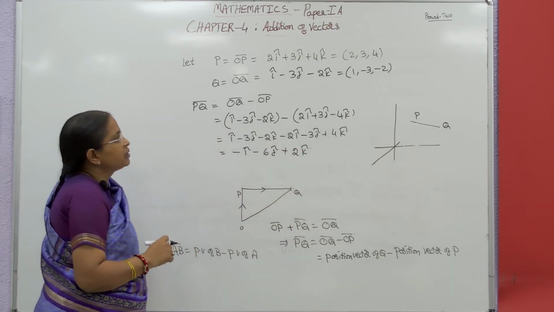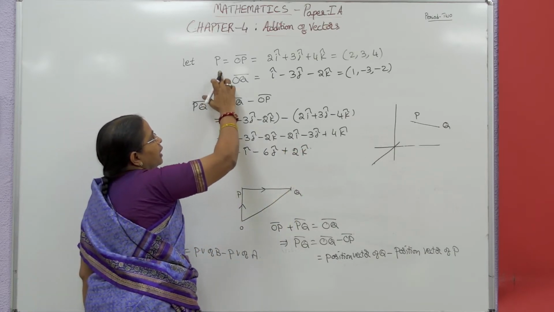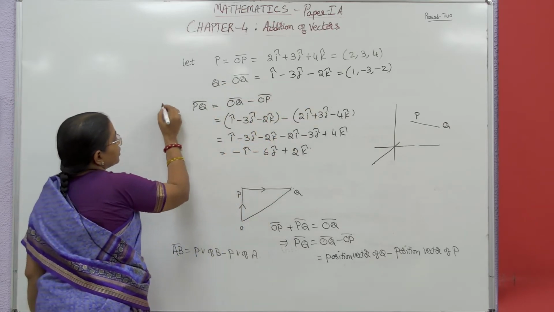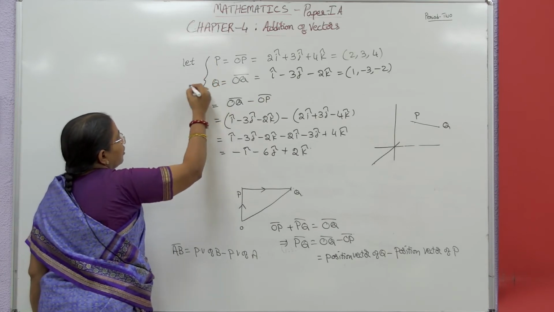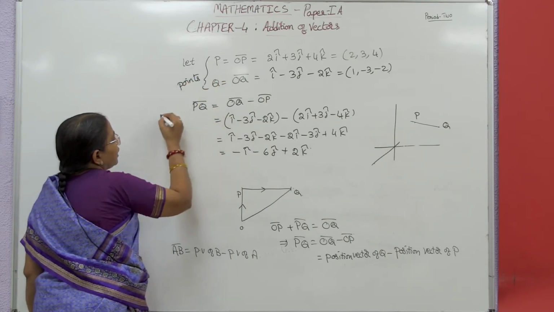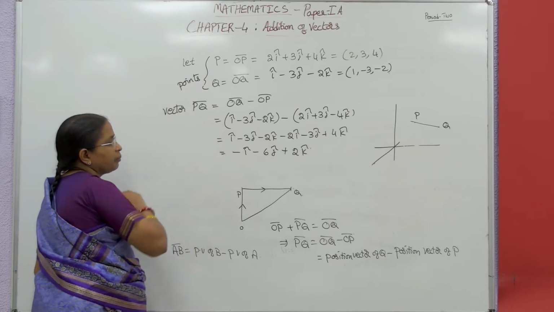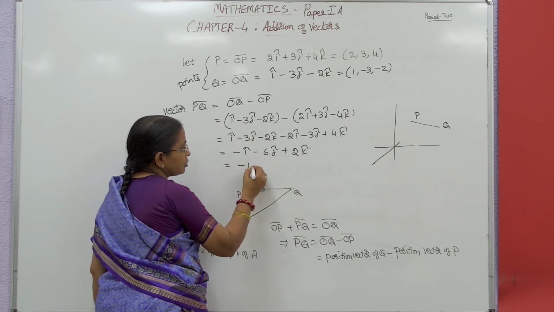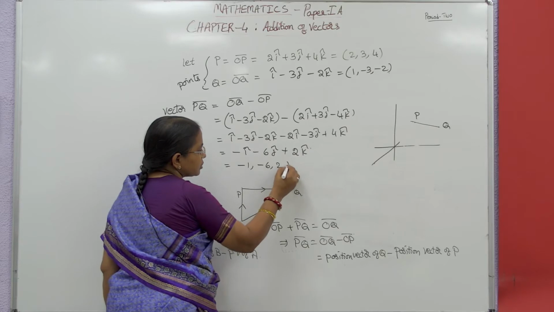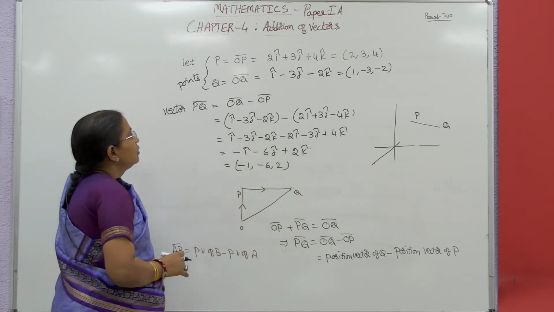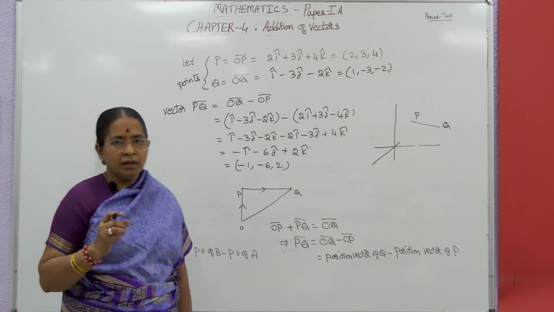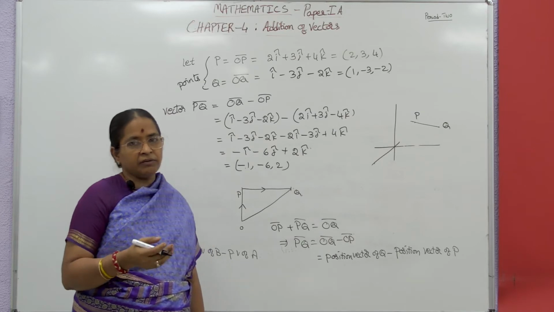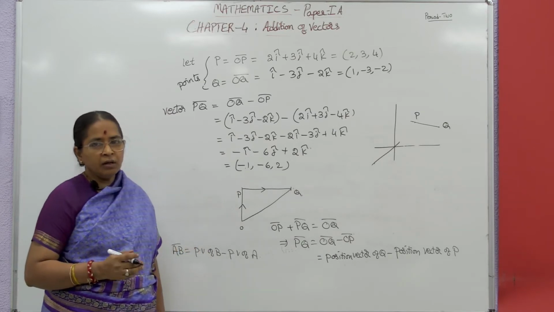Now what you should observe here is that the points P and Q are in terms of ijk, and this is the vector PQ. These two are the points. And here it is the vector PQ. So vector PQ is also in terms of ijk. You can also write the vector as minus 1, minus 6, 2. So in the problems you should read carefully what is given to you, whether points are given or a vector is given. According to that you must solve the problem.